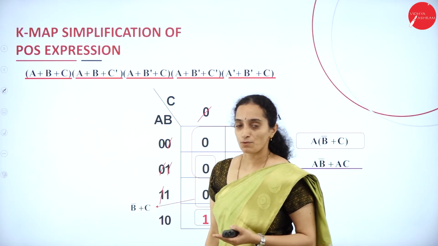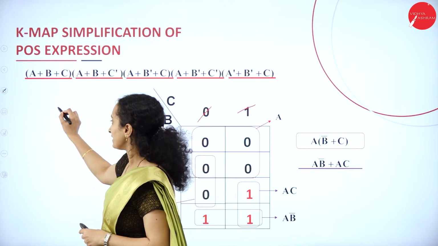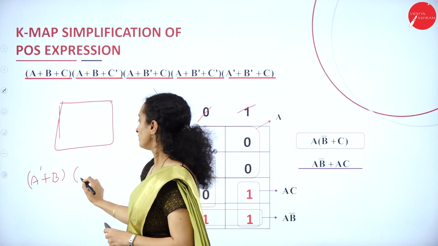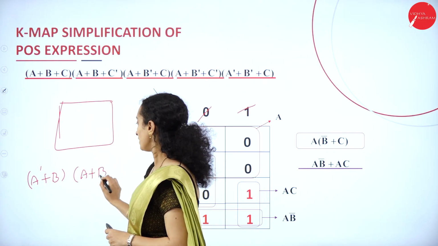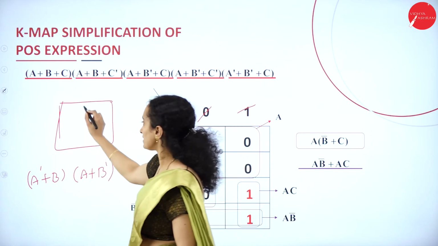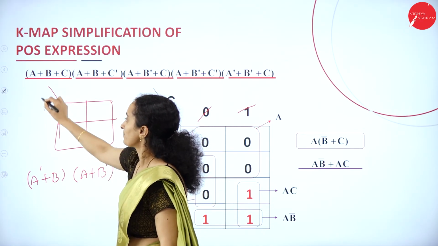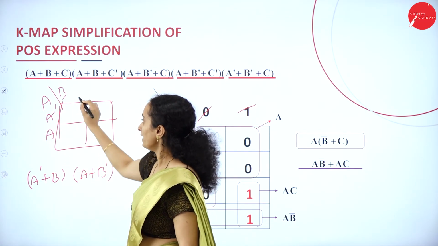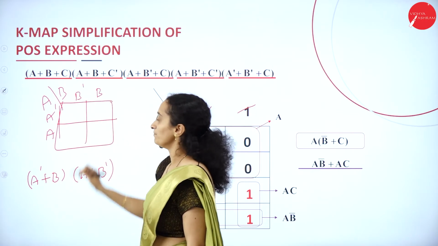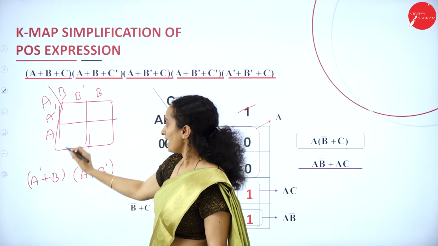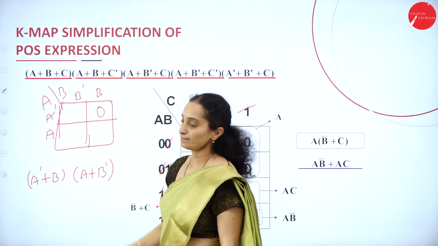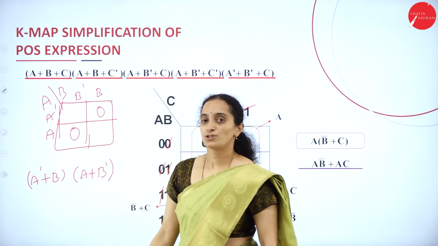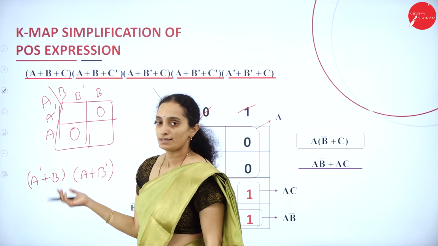Alright. If you take some more examples, say I'll take like this, A dash plus B into A plus B dash. So this is the expression. You can get A, B. Here we have A dash, A, B dash, B. So what you can get is A dash plus B and A plus B dash. So you won't get anything to be simplified.